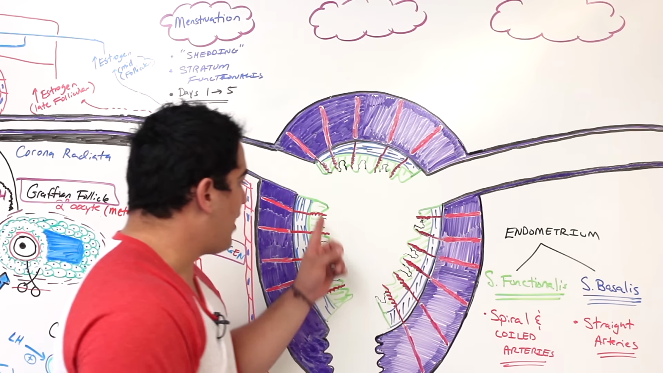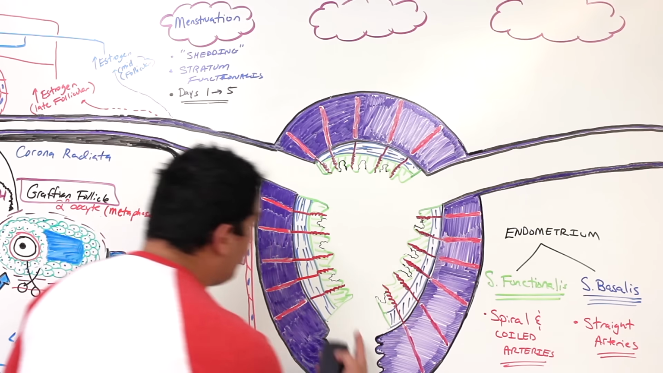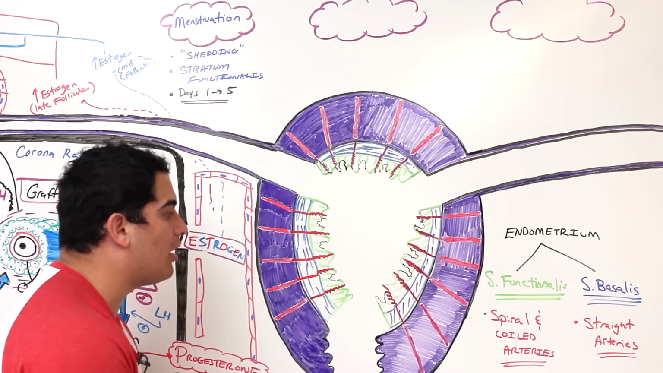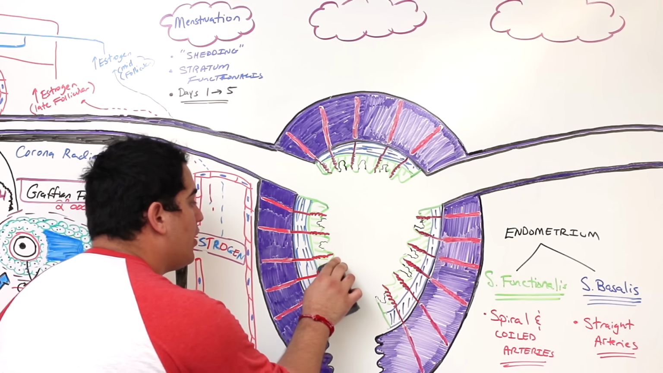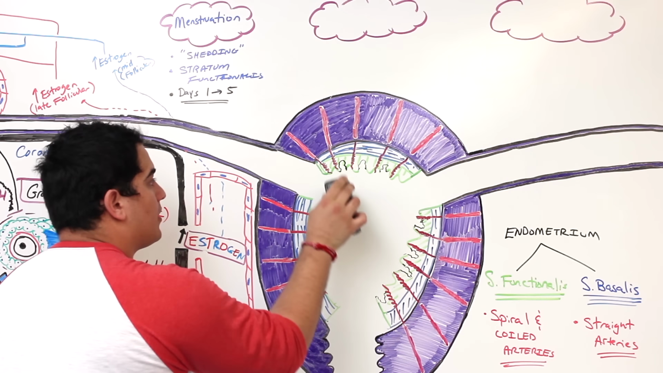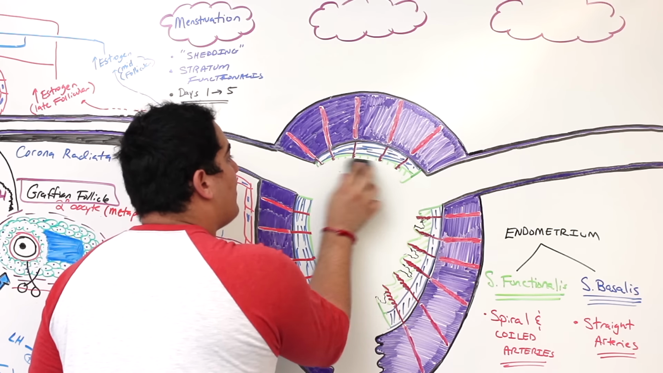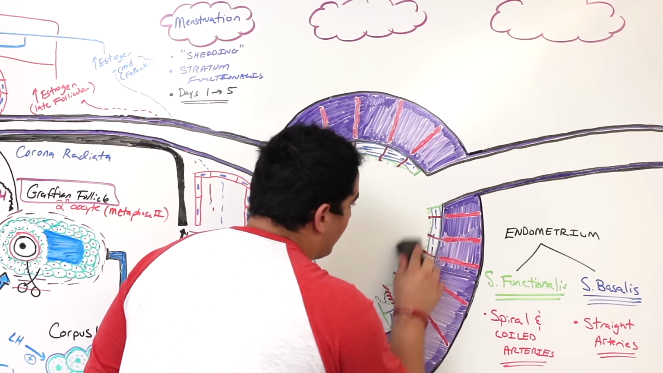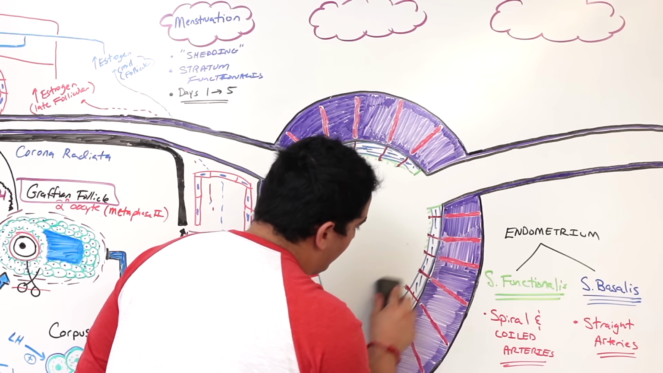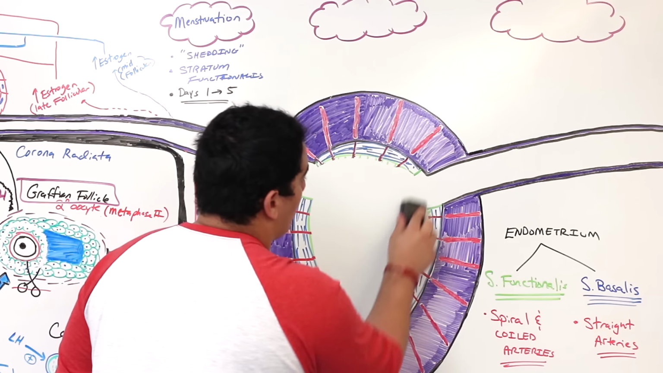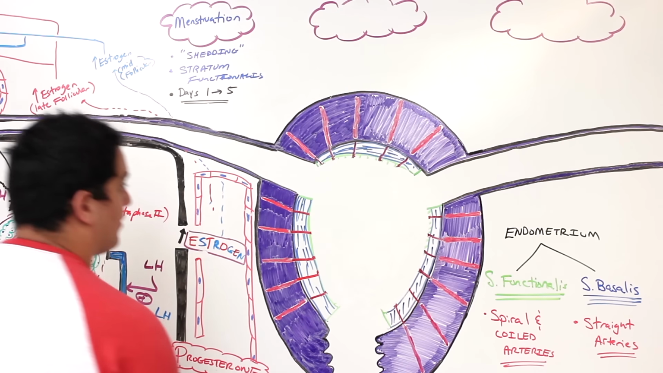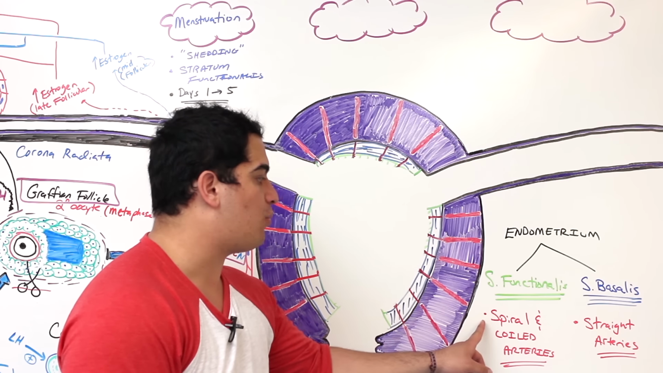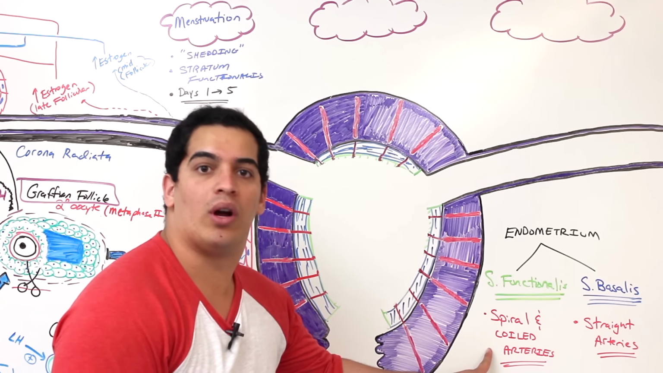Whenever the stratum functionalis is being shed, what are you actually losing with it? The spiral and coiled arteries. That's why there's blood being lost. So not only is there tissue lost, there's also blood loss, and that blood is from those spiral and coiled arteries. But what are you keeping? The straight arteries within the stratum basalis. That's the first step, our menstruation phase, which consists of the shedding of the stratum functionalis with the blood carried by the spiral and coiled arteries.